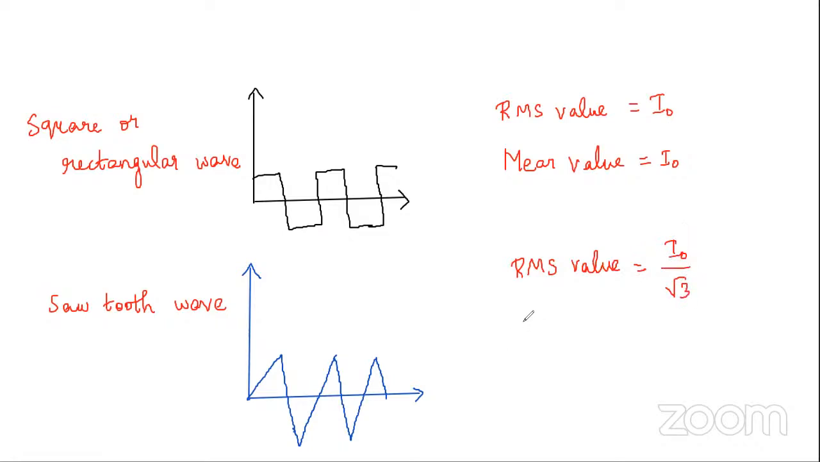And the peak value, or the mean value actually. This is not peak value, this is actually the mean value. So mean value is nothing but I naught by 2. Okay, I naught by 2. So these are the expressions for some of the AC signals. Okay, how can you calculate the RMS values and the mean values for different types of AC signals? I have given you the information. I hope you all can understand this. Okay.